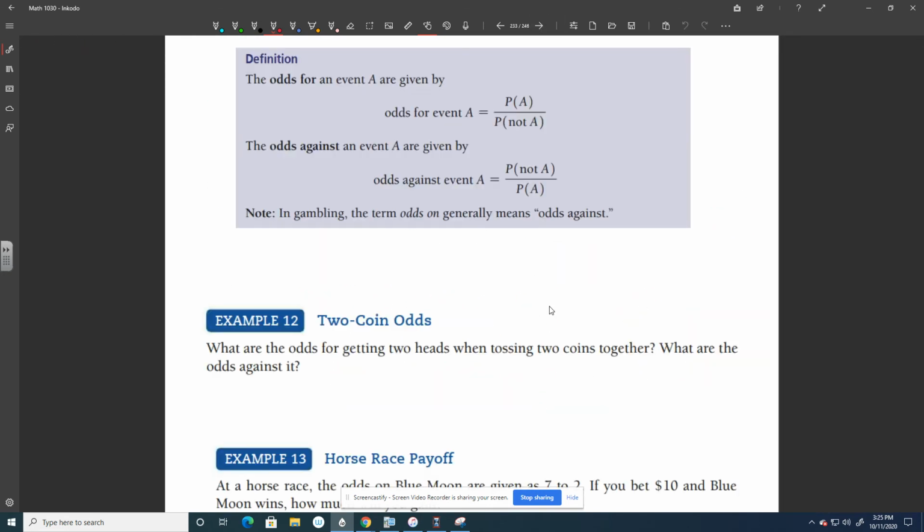All right, now odds. Here's where we have to be careful because odds and probability are not the same thing. If I say the probability of something is 1 out of 4, that's different than saying the odds of something are 1 out of 4. Those are 2 completely different statements, okay? The odds for an event, the way that we write that, are the probability that it happens divided by the probability that it does not happen.